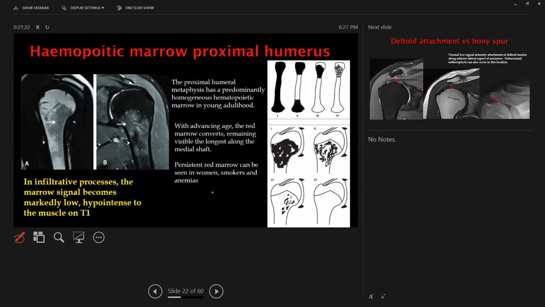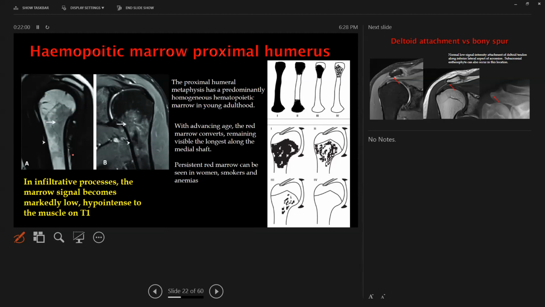As the patient ages, the hemopoietic marrow gradually recedes. After 25, you wouldn't see a lot of hemopoietic marrow in the humerus, but there are certain variations. Some people, especially women because of menstruation, some smokers, and people with anemias can have persistent hemopoietic marrow.